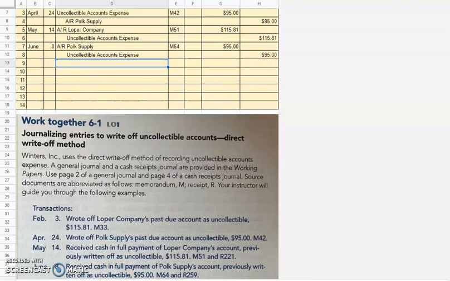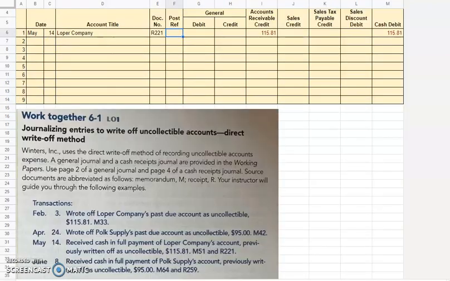Okay, so now we'll go back to our other journal, our cash receipts journal, and June the 8th, we received cash from Polk Supply, receipt number 259, and the amount was $95. Okay.